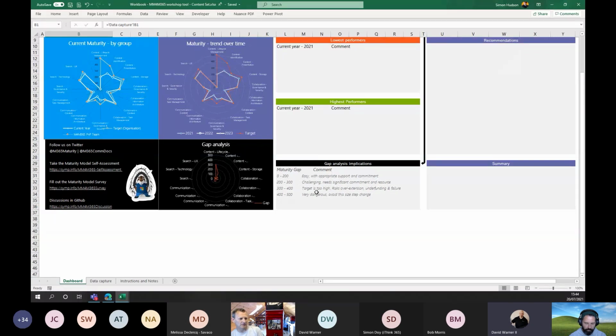But if I've got a gap which is in the 300 to 400 range, like this one is, then that's a problem. I probably need to do that in 2 steps. I need to take the organisation from wherever they are up a couple of 100 points, and then do another iteration. Doing a 400 or 500 point step usually is ineffective or breaks organisations. That's been my experience. But you can have that conversation and decide what it looks like for your organisation.